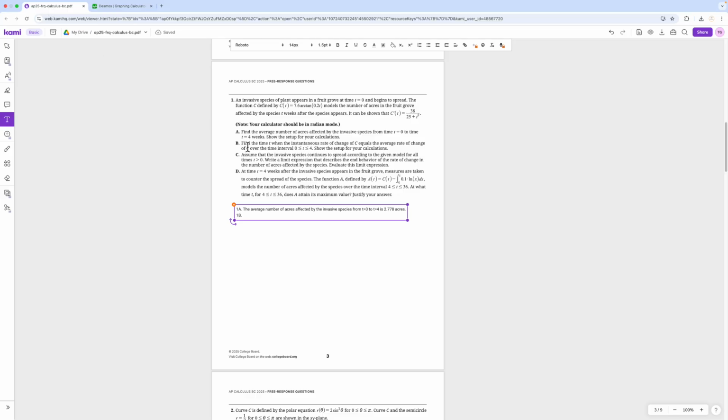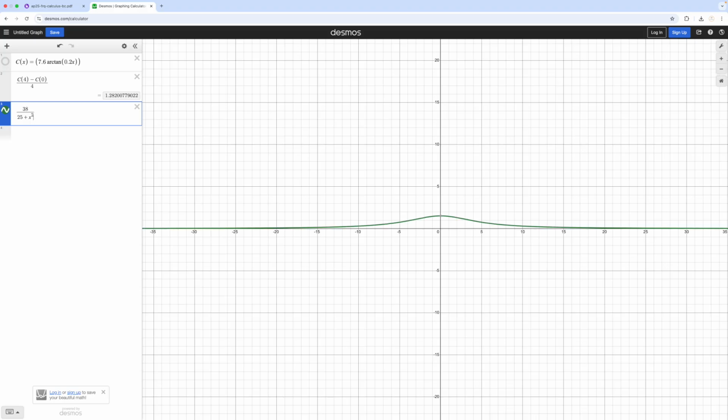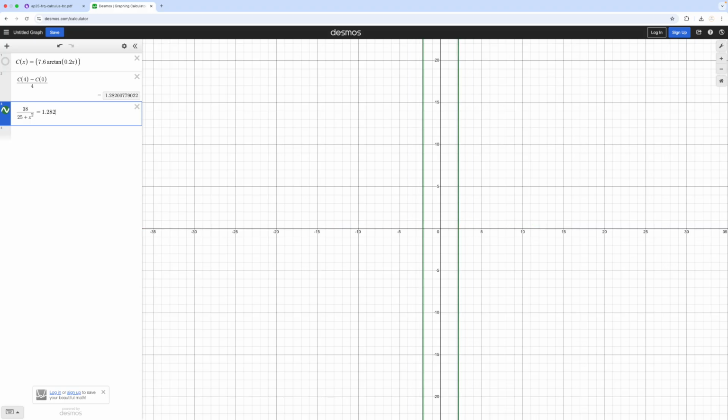But we have to find the time when the instantaneous rate of change is equal to that. What's the instantaneous rate of change? That's the derivative, C prime of t. So 38 over 25 plus x squared is equal to 1.282. Let's just hide this graph. The equals should not be down there. Let's just fix this. Equals 1.282.